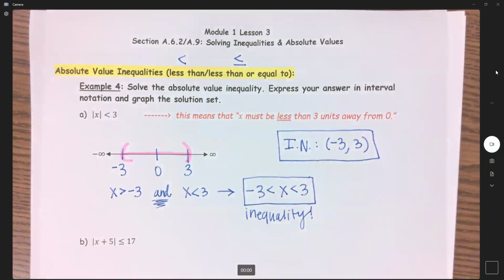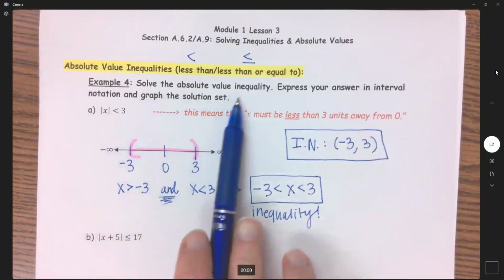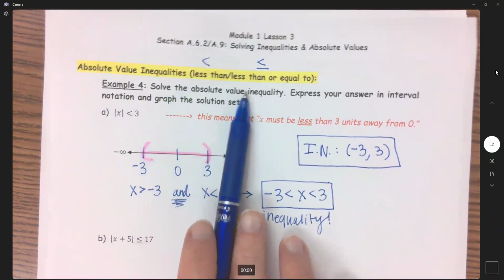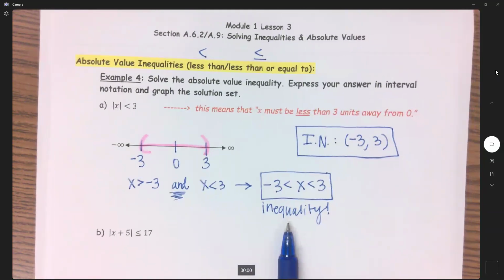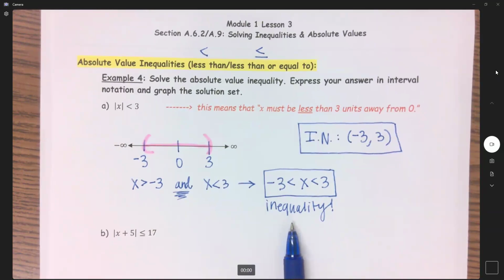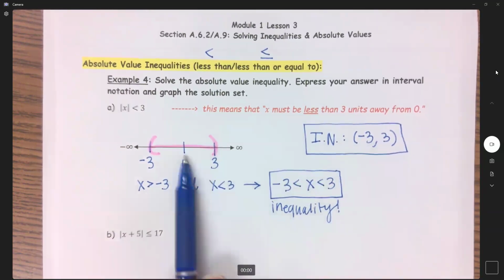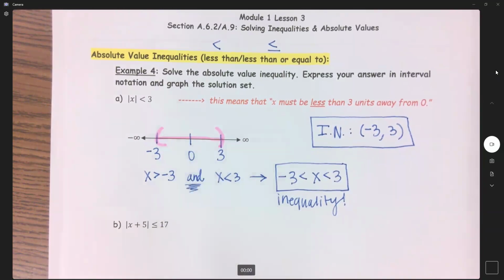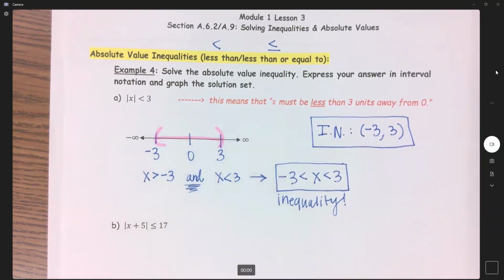Okay, so those were the 3 things we had to do. Solve the absolute value inequality. Here it is. Express your answer in interval notation. Here it is. And then graph. There that is. So let's follow the same pattern here.